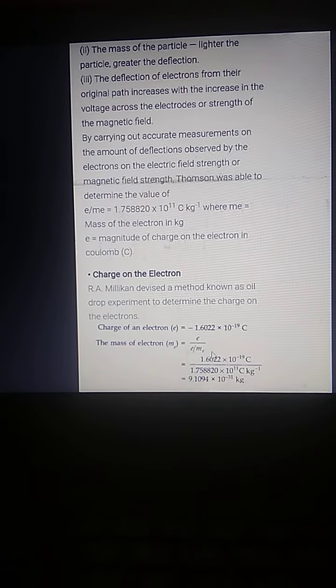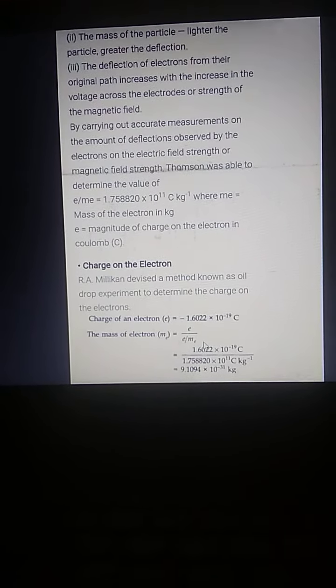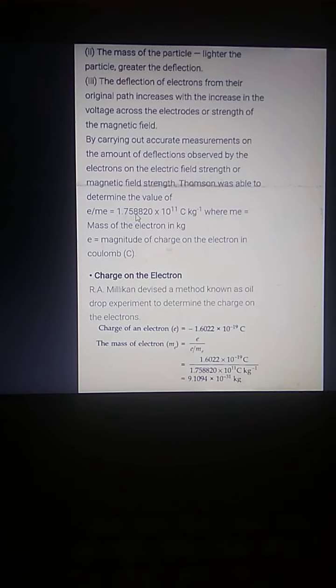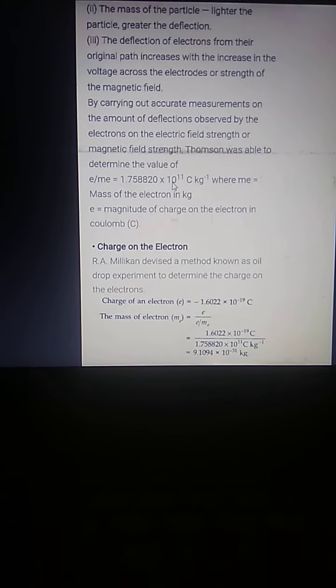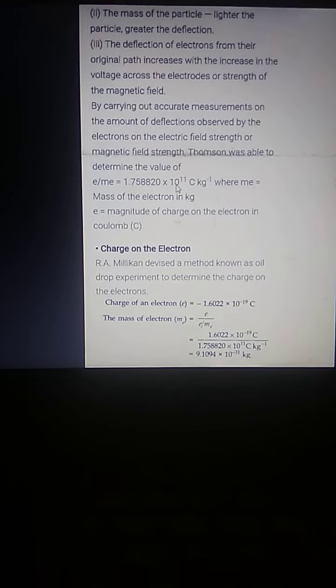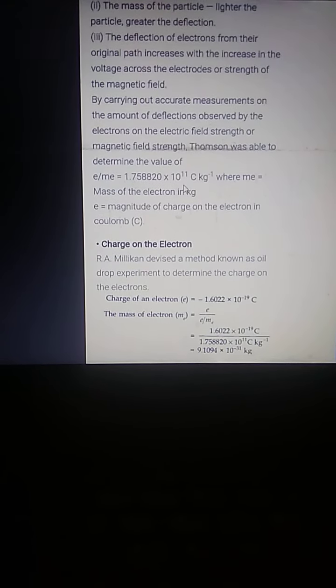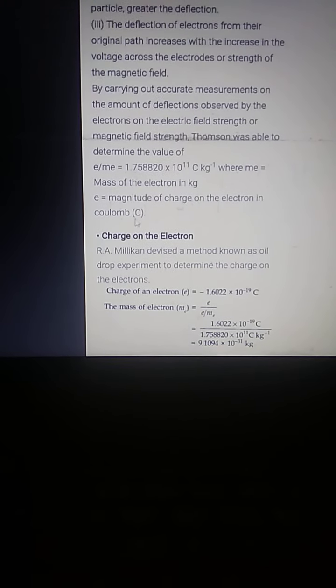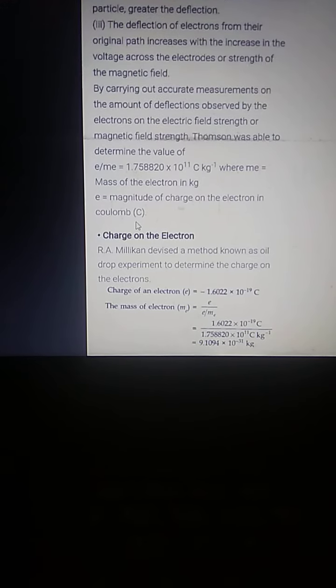So after doing the calculations, what did he find? He found the charge to mass ratio, and that charge to mass ratio comes out to be 1.75 × 10^11 coulomb per kilogram. This was the charge to mass ratio calculated by J.J. Thomson. Now next was the charge on the electron. The charge on the electron was calculated by Millikan.